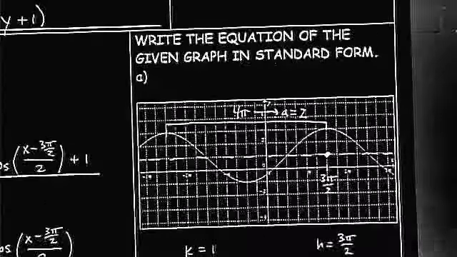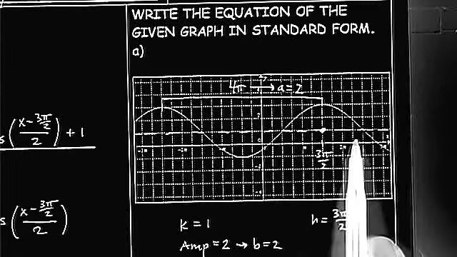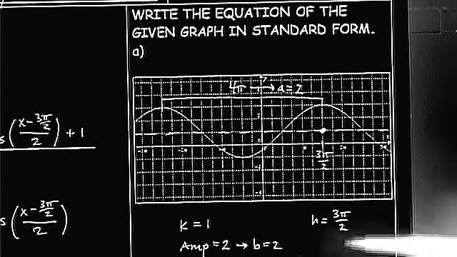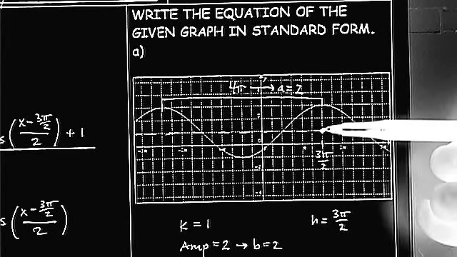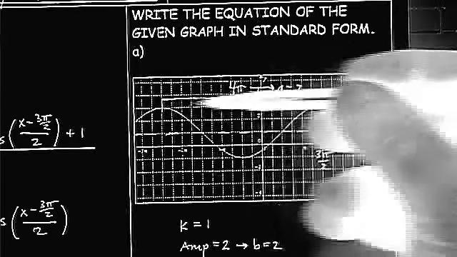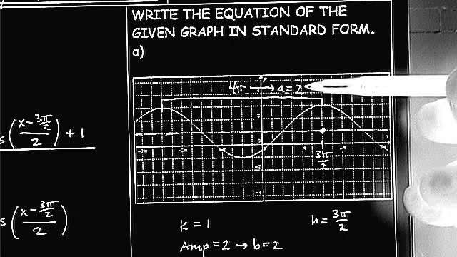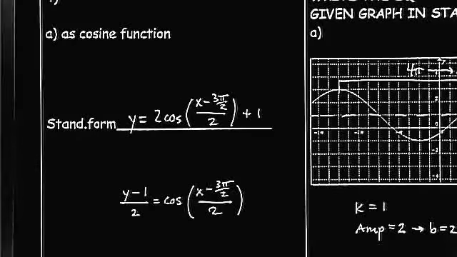On the next particular graph, I found the center line at 1 by averaging the high and the low, and the amplitude was 2, which gave me B. I found H to be 3 pi over 2 because we are sitting underneath the maximum. And the period goes from here to here, that's 4 pi units. So the stretch on the horizontal axis was 2 from the original period. So I was able to write my equation, standard form, solve for Y.